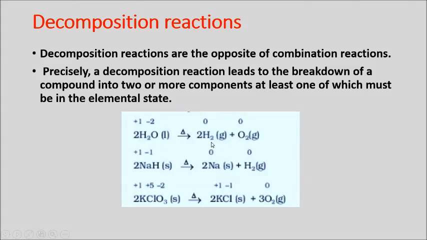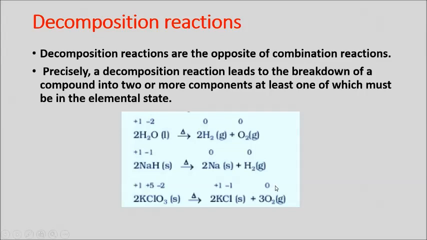Here you can see the breakdown is there for the water molecule. After breakdown, we get two hydrogen molecules and one oxygen molecule, and they are in elemental forms. So this is a decomposition reaction. 2NaH, sodium hydride, gives sodium plus hydrogen, elemental forms. Then 2KClO3, potassium chlorate, gives 2KCl plus 3O2, and in this the oxygen is in elemental form.